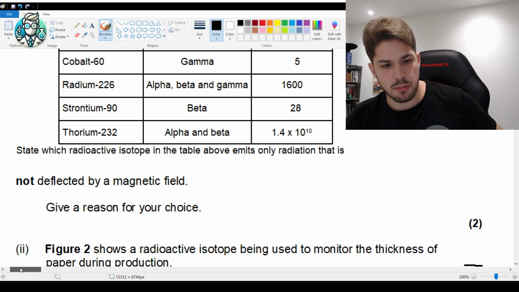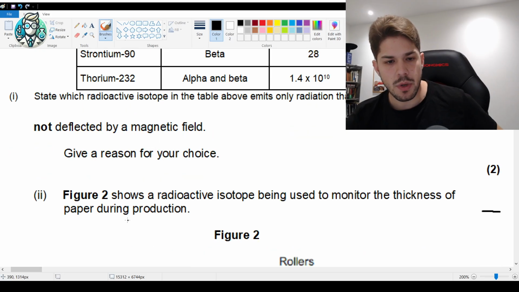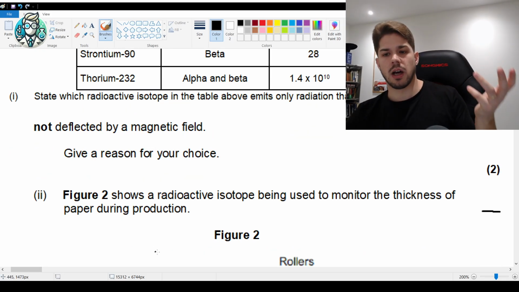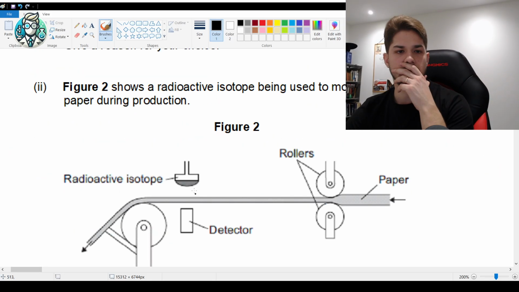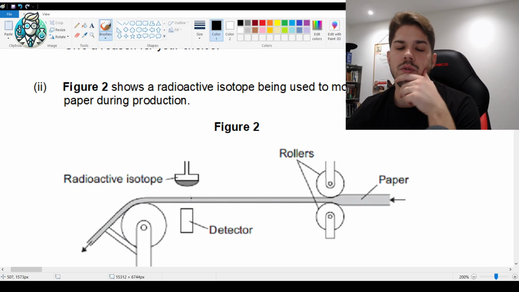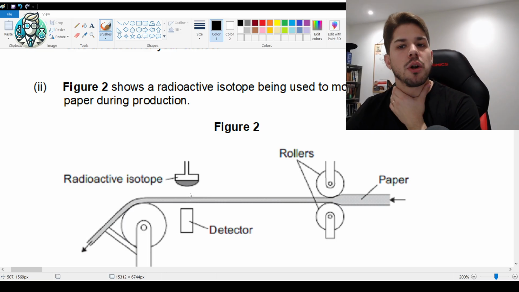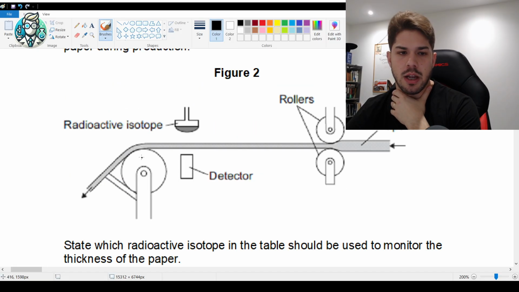I think I have explained it very well. I mean, not very well, but I have explained in detail why this is the reason. Figure 2 shows a radioactive isotope being used to monitor the thickness of paper during production. And we have a radioactive isotope and a detector.